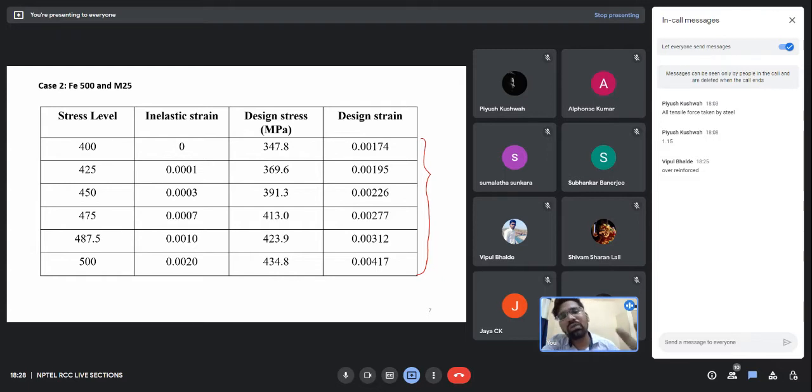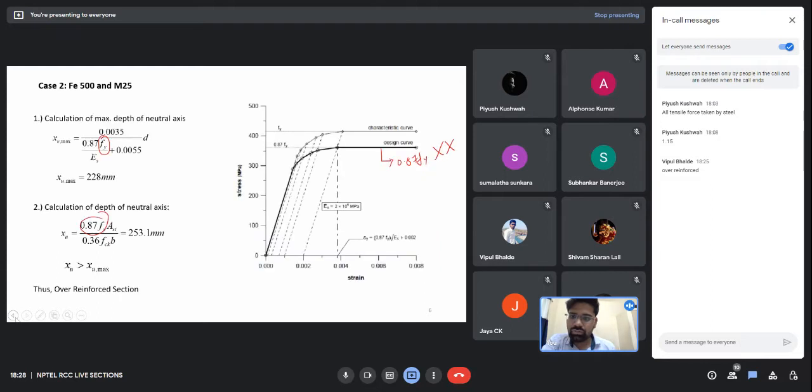I already told you we have only two equations, one from the strain profile and one from the stress profile. Using these two, we will find the actual stress in the steel. Let me show you first. I will have to assume some xu value first. This is not the actual xu because I am using yield stress here. So I will assume some xu value and substitute that xu value in this equation.